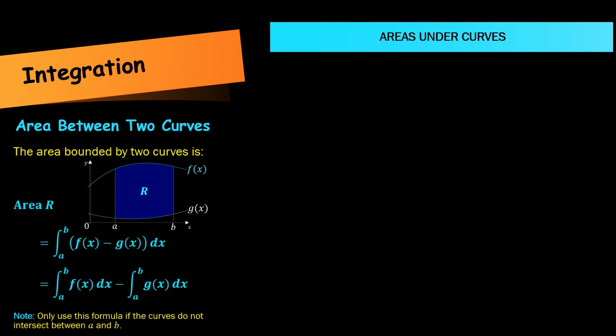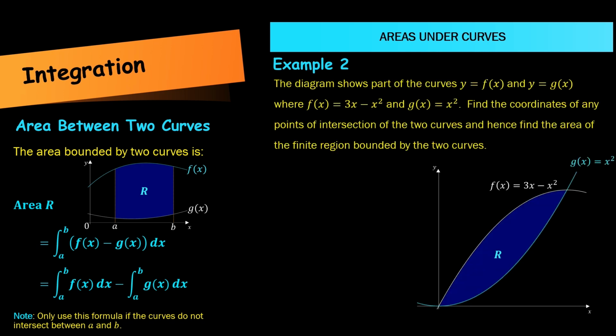Do note that we can only use this formula if the curves do not intersect between a and b, otherwise areas are going to cancel each other out. Let's now take a look at an example. Pause the video and have a go. Press play when you're ready to view the solution.